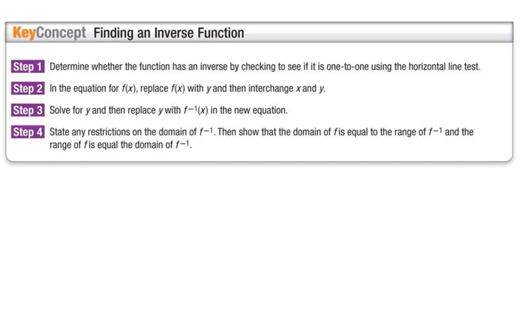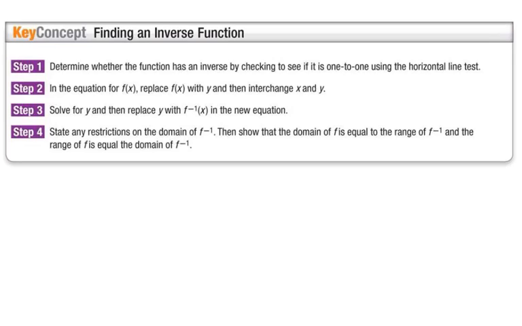Okay, so if a function has an inverse, then we want to be able to find the inverse. So here are the steps to find the inverse of a function. Step 1, use the horizontal line test to see if it's 1 to 1. Step 2, we're going to replace the f of x with y in the equation, and then we're going to swap the x's and y's. So everywhere there's an x in the equation, we're going to put a y. Everywhere that we had a y, we would put an x. Step 3 is to solve for the new y. Once you have done that, you're going to replace the y with f inverse of x.